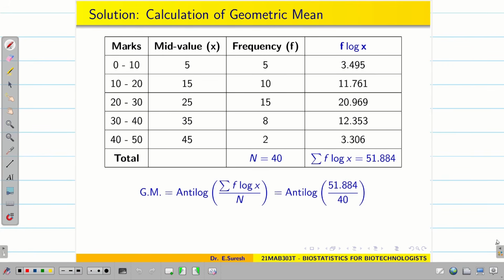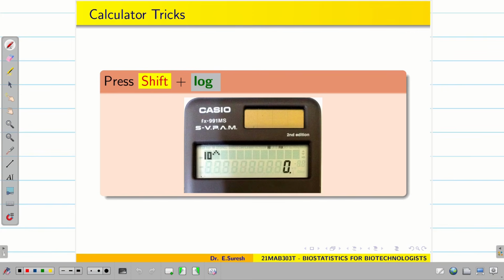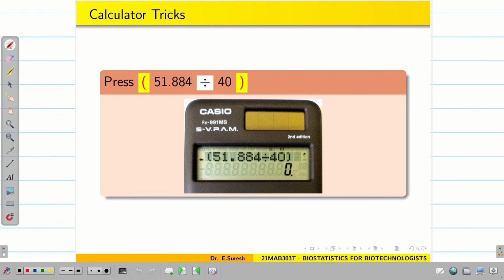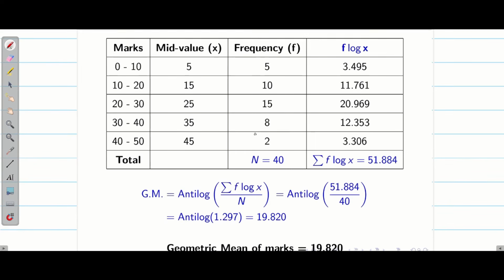Now my geometric mean is going to be anti-log of summation F log X divided by capital N. Now we have to go to the calculator. As I said, anti-log is nothing but 10 power for log base 10. Press shift plus log, you get 10 power. Now we have to enter the value. Our value is, open the bracket, 51.884 divided by 40. Once you enter it, you can see this, and then press equal to. Then we get the final answer for the geometric mean, that is 19.820. Hope you understand, students.